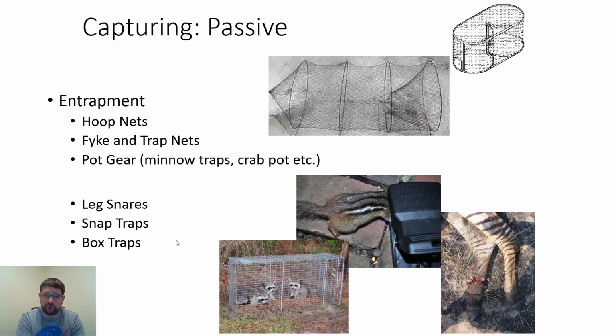Now, for terrestrial organisms, there are similar structures. Okay, you can get leg snares and things like that. Like you can see, this zebra here has been snared or was leg snared. Okay, which are often just cables or something like that that the organism steps on, and it will capture them by the leg.